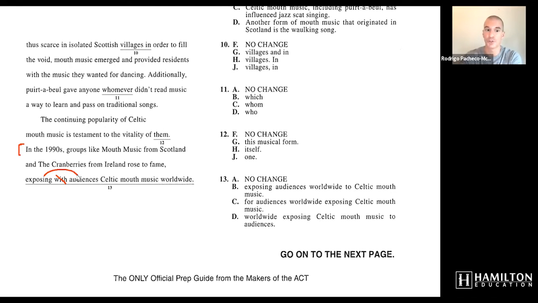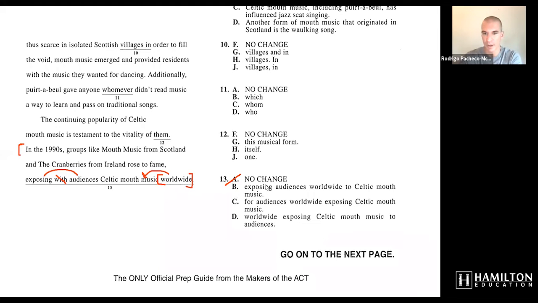Exposing audiences should be together. Mouth Music worldwide, this modifier is also misplaced, right? That's something that we need to keep in mind with these types of questions, is that modifiers always modify the thing that is right next to them. Okay, so we can eliminate A.